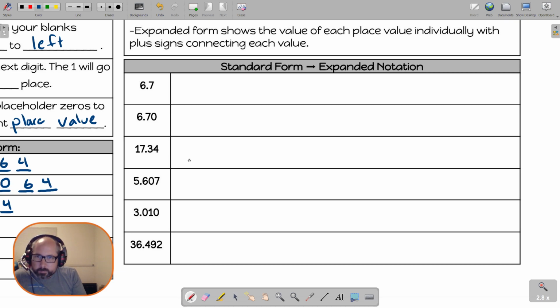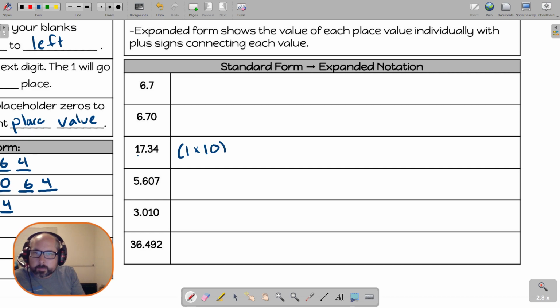So let's try a different number. These are the same numbers as above, so let's skip down and I'm just going to do one of these with you. Let's do this one right here. 17 and 34 hundredths. So I'm doing expanded notation, so I'm going to do each place value individually. Okay, so this 1, so the first thing is we have 1 of something. What is that something? That's in the tens place, so it's going to be just 1 times 10.